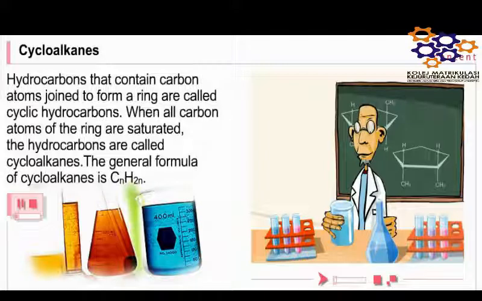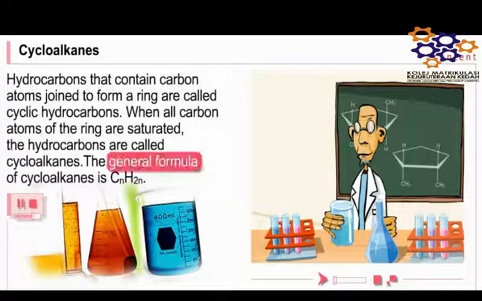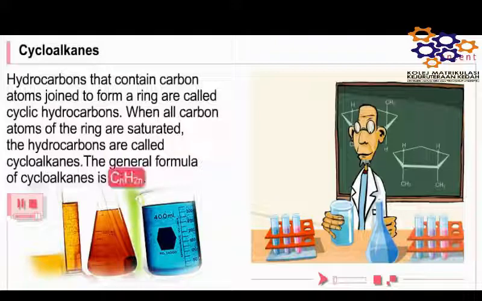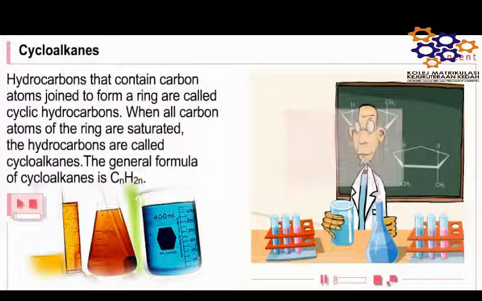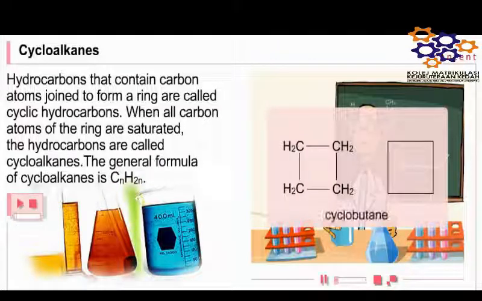Hydrocarbons that contain carbon atoms joined to form a ring are called cyclic hydrocarbons. When all carbon atoms of the ring are saturated, the hydrocarbons are called cycloalkanes. The general formula of cycloalkanes is CnH2n. Let us look at the structure of cyclobutane. The abbreviated structural formula is called line angle drawing. Each line represents a carbon-carbon single bond, and each angle represents a carbon atom. Hydrogen atoms do not appear in the formula.